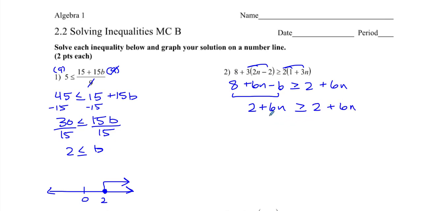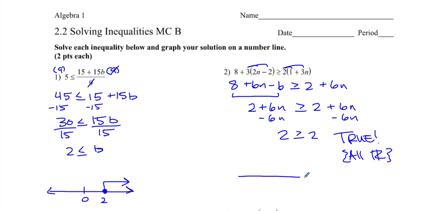Let's get rid of our variable term. So I'm going to minus 6n minus 6n. Now I got 2 is greater than or equal to 2. Now my variable disappeared. This is where I ask myself, do I have a true or false statement? Okay, so is 2 greater than or equal to 2? It's not greater than, but it is equal to. So yes, this is true. And true means all real numbers.